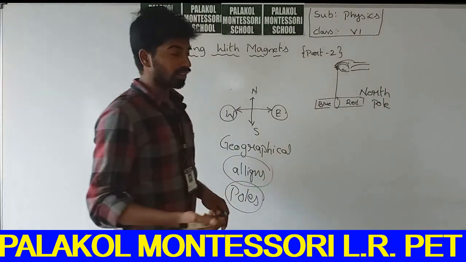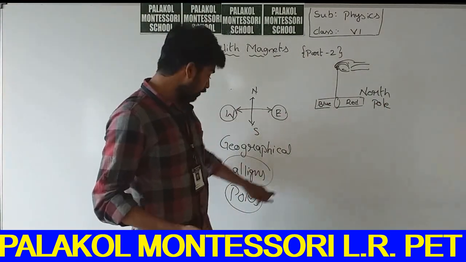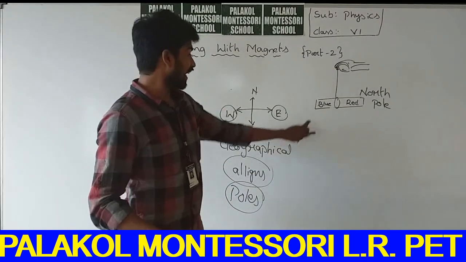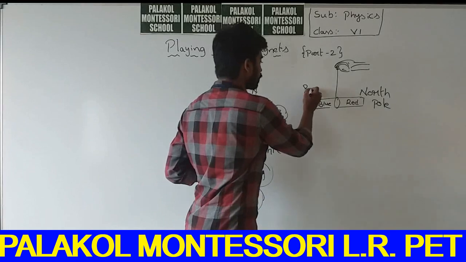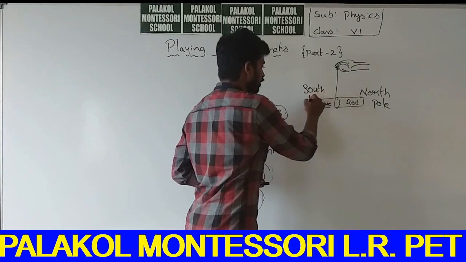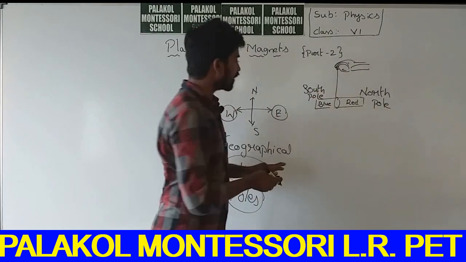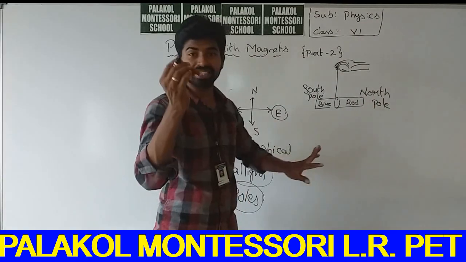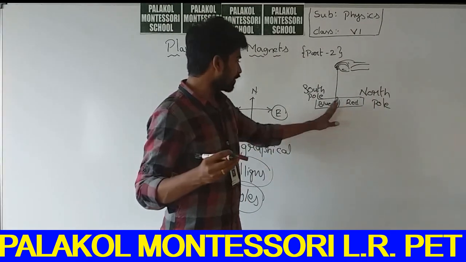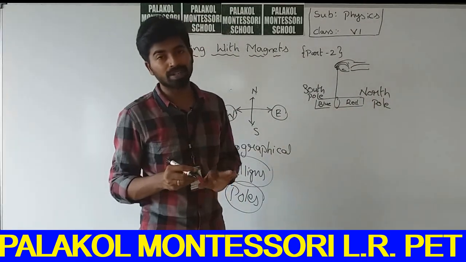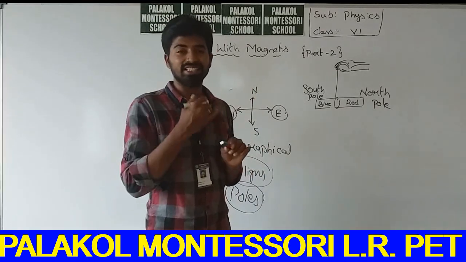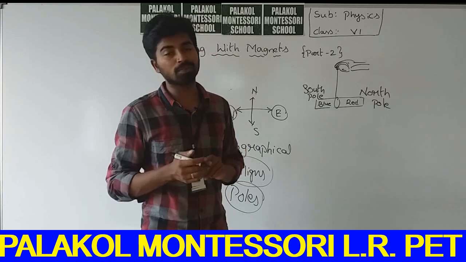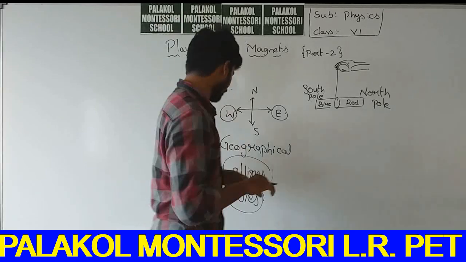And the pole means the ends of the magnet. The end which is towards south is called the south pole. That's why half of the bar magnet is colored red and half is colored blue. For the north pole, red is given, and the south pole is denoted with blue color.